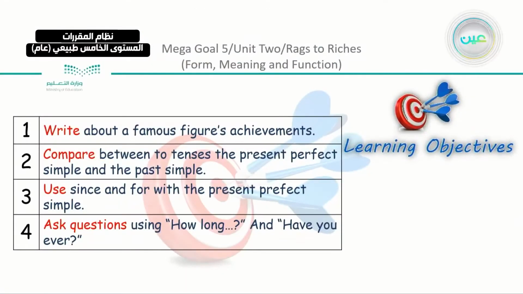Your objectives for the lesson are to write about famous figures, which is your assignment, just to remind you. Compare between two tenses, the present perfect simple and the past simple. And note here that you have the present perfect simple, and we have the past simple. We are going to use since and for with the present perfect simple. And we are going to ask questions using how long and have you ever.